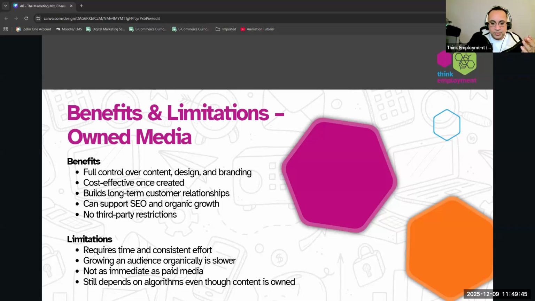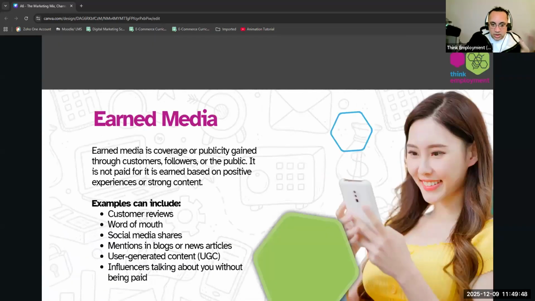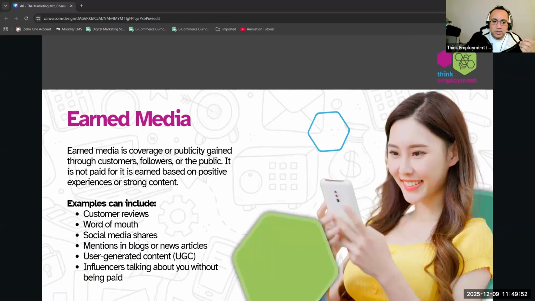is owned. Okay. Now, there is another one, which is earned media, okay, which we might not think about that much. So earned media is the coverage or publicity gained through customers, followers, or the public. It is not paid for. It is earned based on positive experiences or strong content.